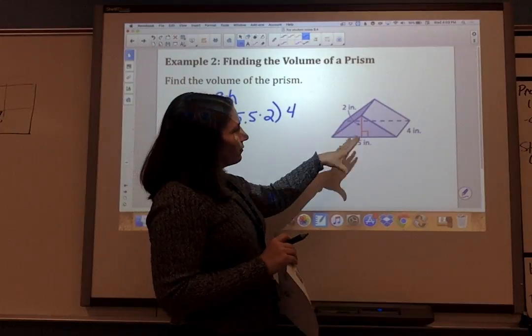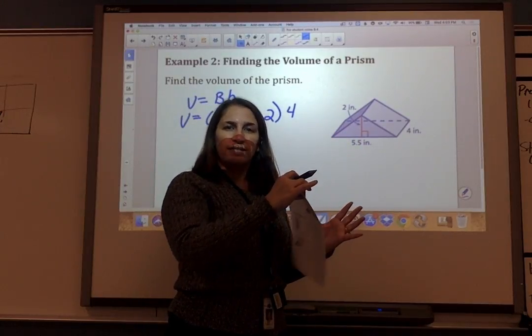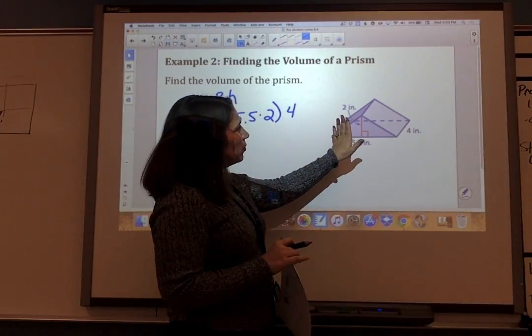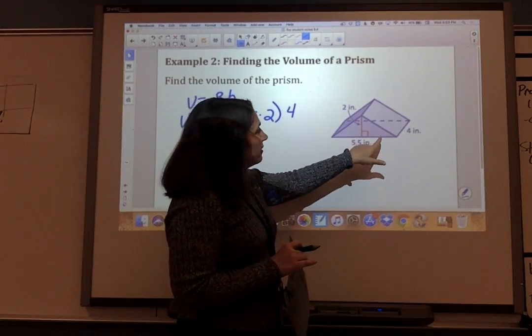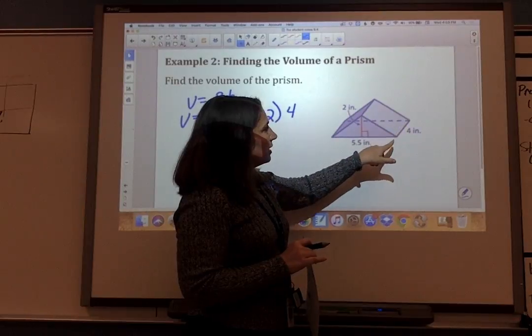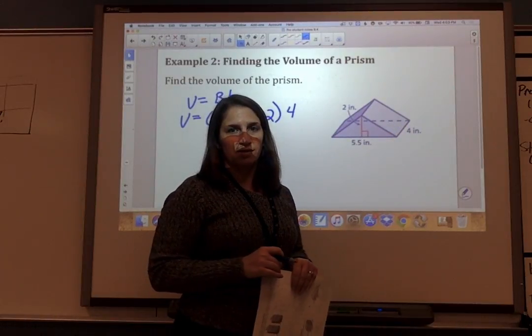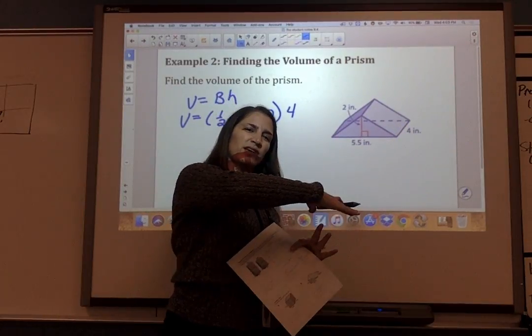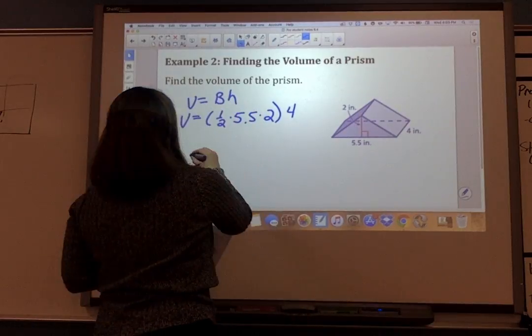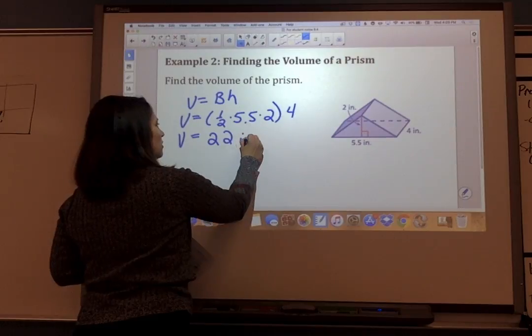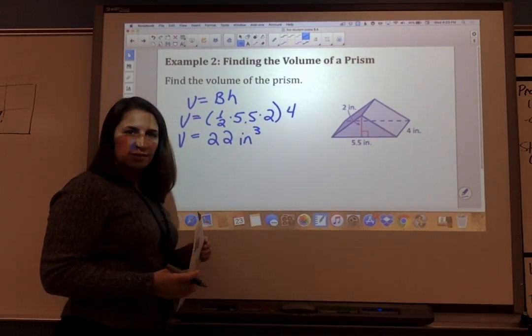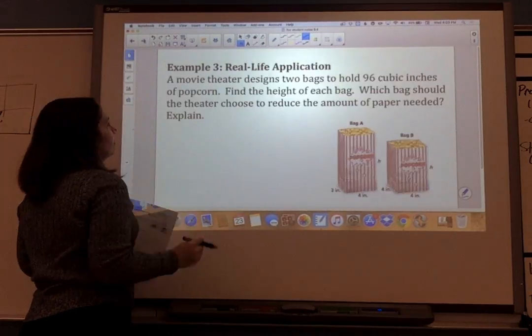This is a little bit of a different orientation where it's kind of turned on its side. But in a prism, you always have 2 bases, and then the height will be perpendicular to those bases. So in this case, the height is 4, even though it's kind of laying on its side. All right, now we just need to simplify that, which is 22 cubic inches. All right, let's look at our next example.